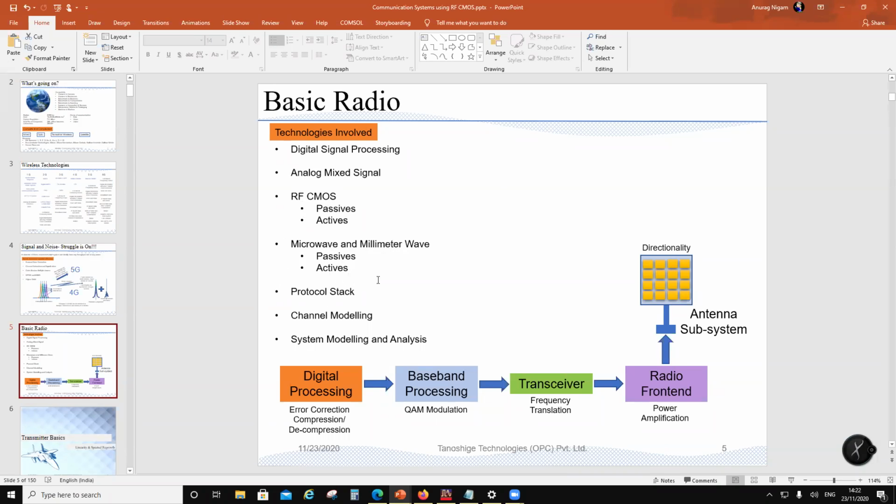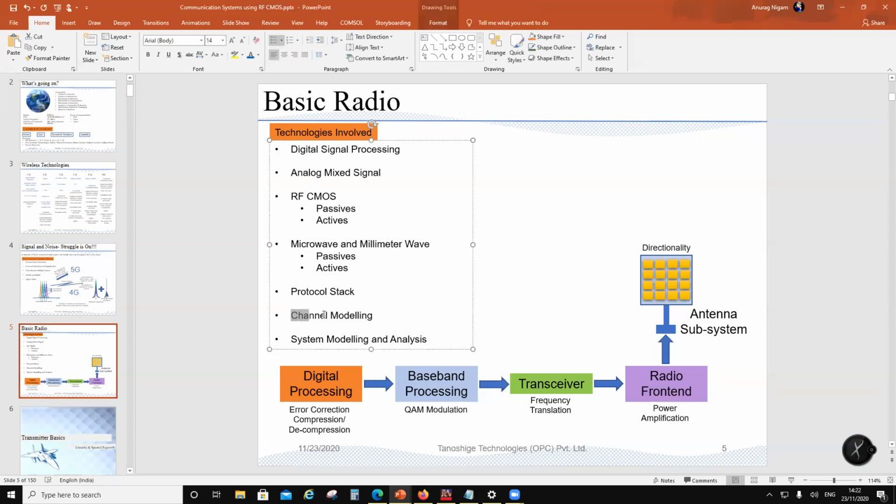You need to know something about protocol stacks, which is over the DSP side. You need to know something about channel modeling. So if you are going to model a 5G system, you should know about the channel models, which we are going to use for urban and rural and all that.